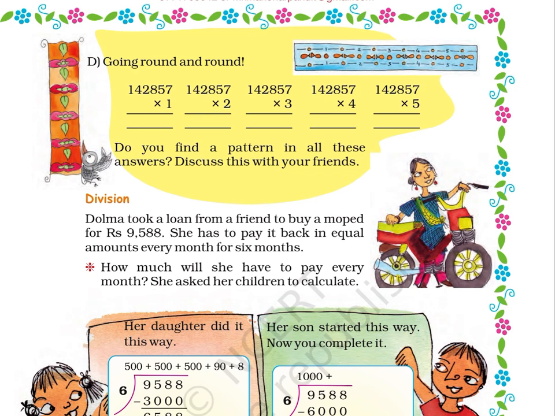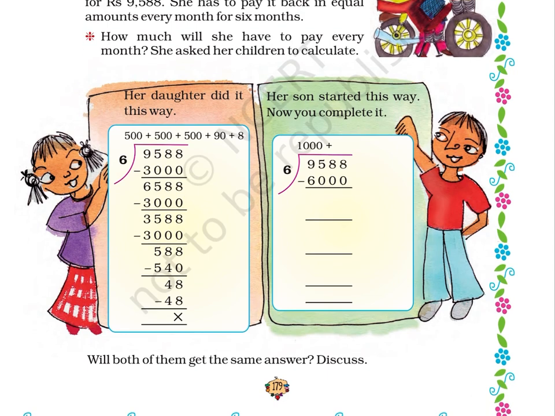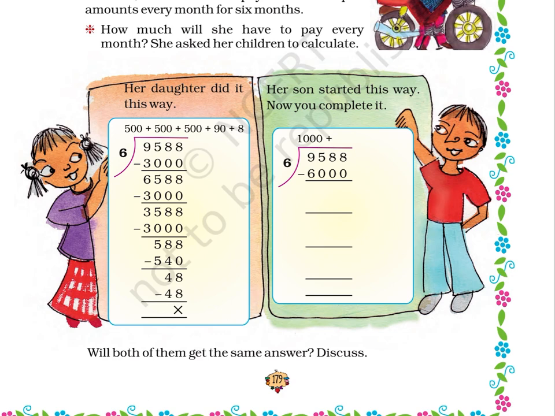Division. Dolma took a loan from a friend to buy a moped for rupees 9,588. She has to pay it back in equal amounts every month for 6 months. How much will she have to pay every month? She asked her children to calculate. To the right side of the page we see a picture of Dolma with her moped, and on the bottom of the page we have both her children doing the calculation.